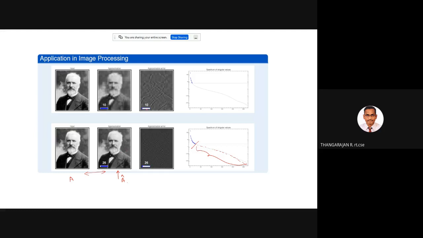Now if you take only 10 dominant, you just remove this also, you take only 10. In that case, you see that you can still see the image but it is a little blurred, and the error is somewhat more here. Now I go to the previous slide.